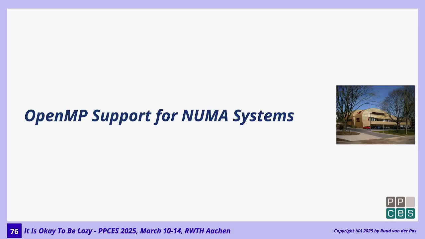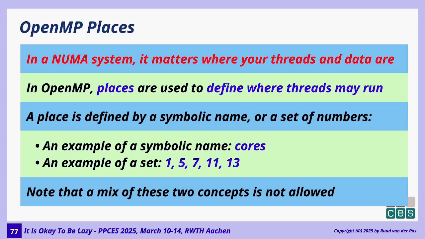Okay. Now, what has OpenMP to help us? OpenMP, you know, it's all about where the data is. OpenMP has a concept called places. A place is a location in your system where you allow threads to run. And you can have multiple places, of course. You're in charge. You tell the system, I allow you to run here, but not here. And that, of course, with the application and NUMA in mind.